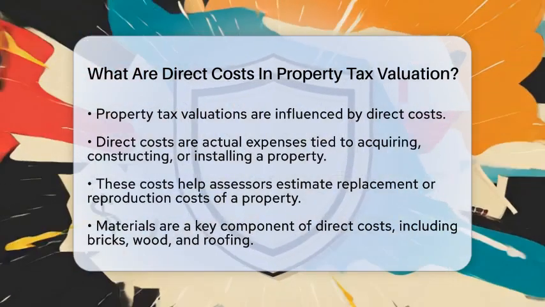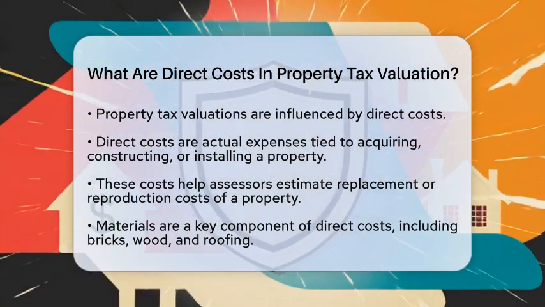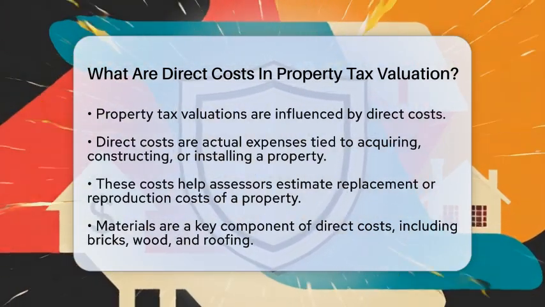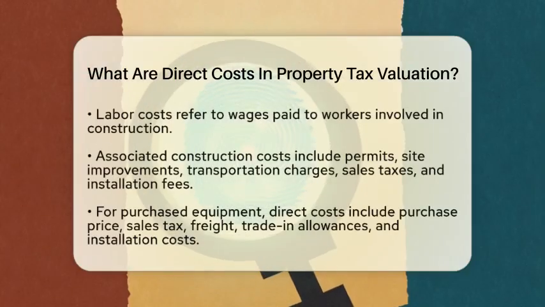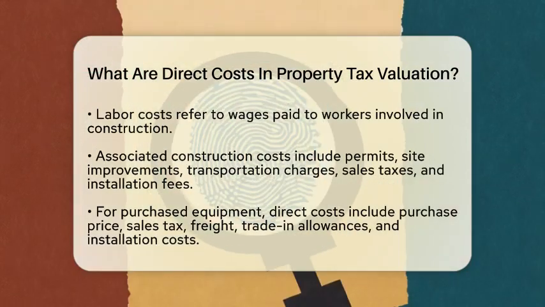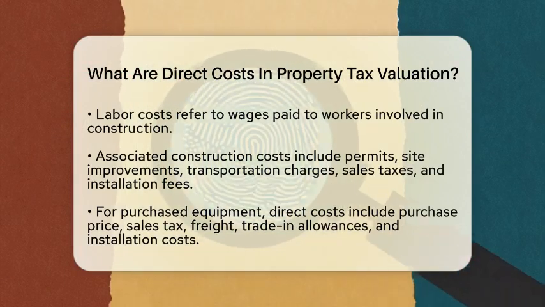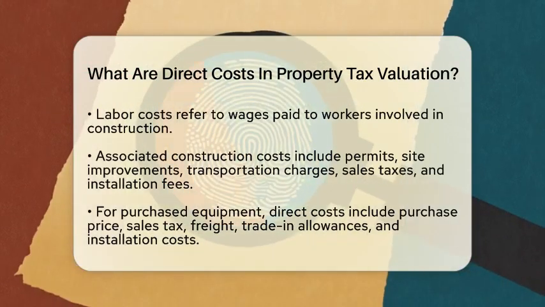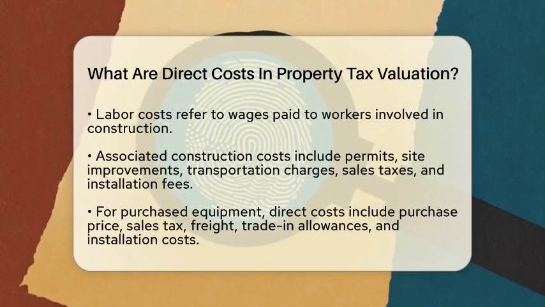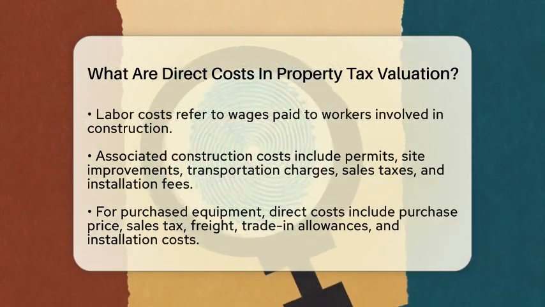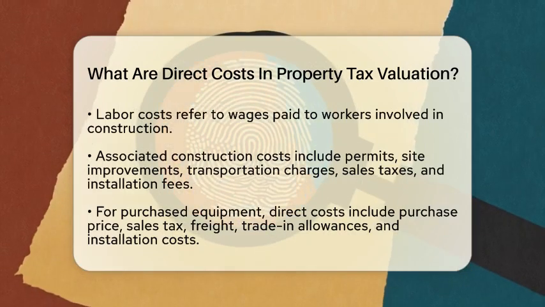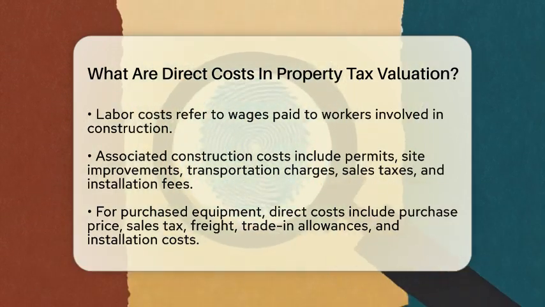This includes all the physical items used during construction or acquisition. Think of bricks, wood, roofing, and everything else that goes into building a property. Next, we have labor. This refers to the wages paid to workers who are directly involved in constructing or assembling the property. It's important to account for the skilled labor that goes into making a building stand strong and last long.